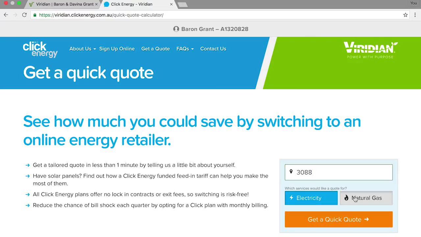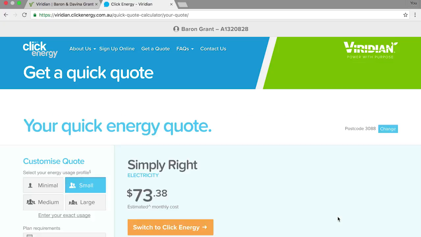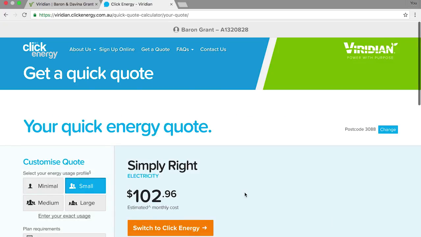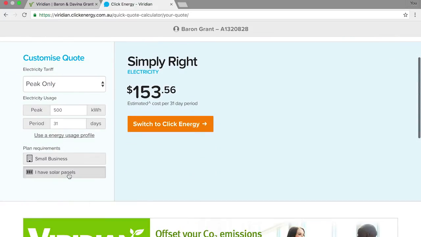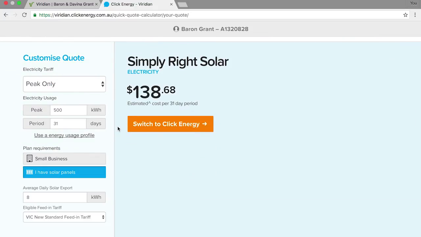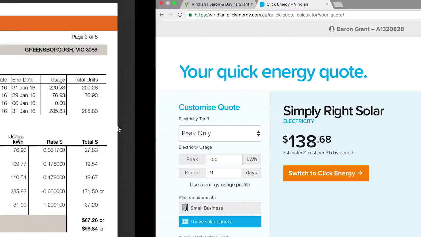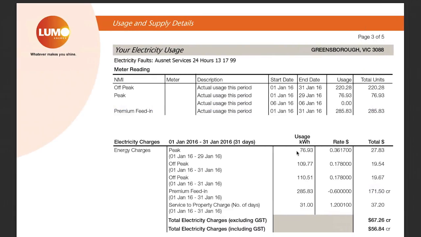Now this is solar only, there's no gas, so we will go forward like that. Then of course what we are doing, we want to enter our exact usage, and we also want to identify that we have solar panels. So here we have an electricity bill with solar panels on it. So there's a few things we need to identify.